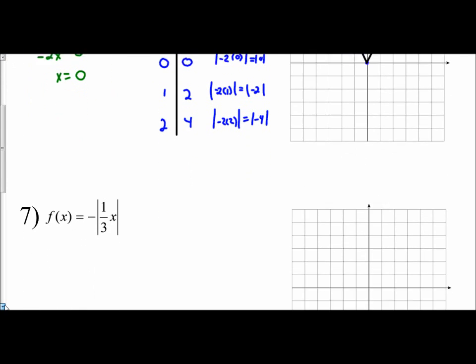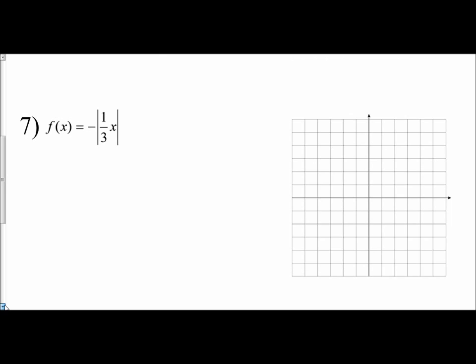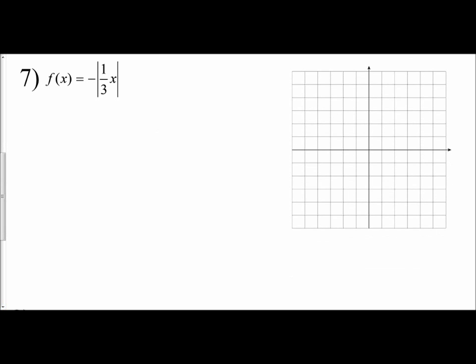F of x equals the negative of the absolute value. And I see here, since I have a negative out in front, that is going to flip my graph. That negative is outside the absolute value, so it's going to stay there, and it's going to flip my graph. So instead of the V opening upwards, my V is going to be opening downwards.